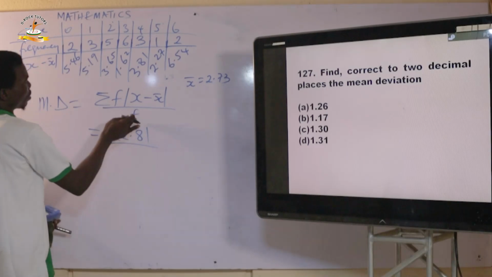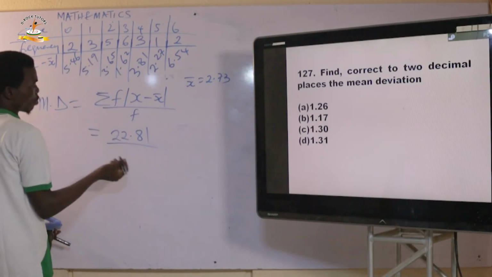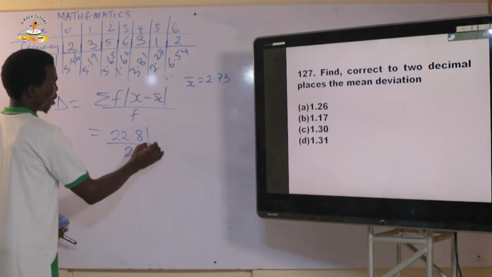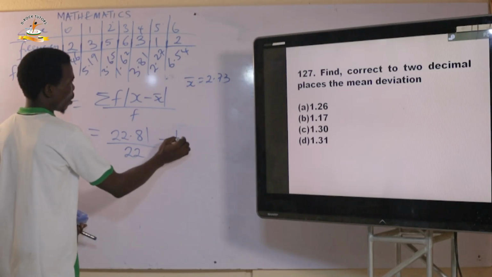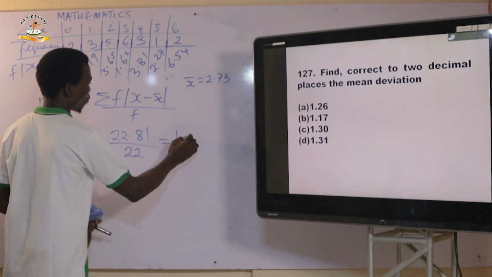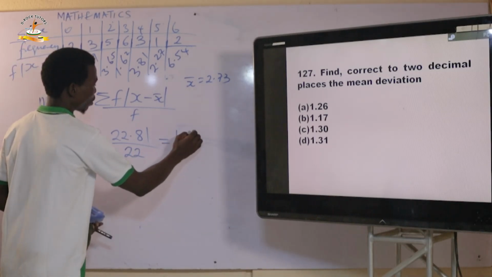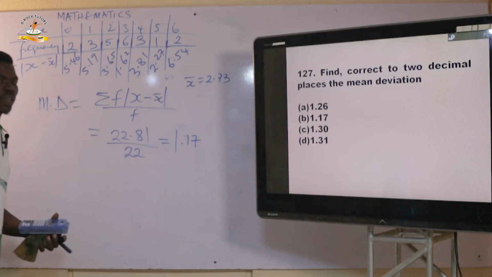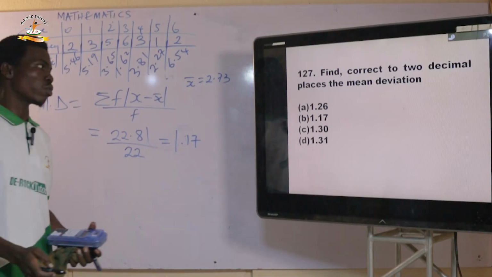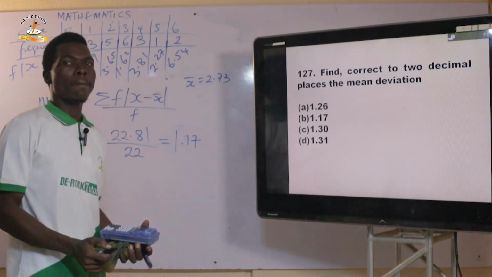22.81 over what is the total frequency? It is 22. We've done that so far. And when you do this, you're going to have 1.17, and that will be the correct option. So the correct option is option B.